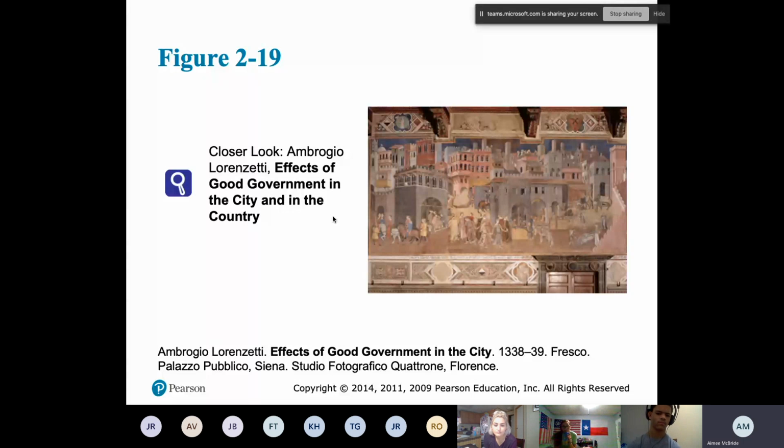These two images were created by Lorenzetti and commissioned by that government so that when people walked into this city hall building, you would see on one side the examples of good government, on one side the examples of bad government, and you would see, oh, Florence isn't on fire, so we must be a good government. It's trying to persuade the people to think that Florence's government is great and that there's nothing wrong with it.